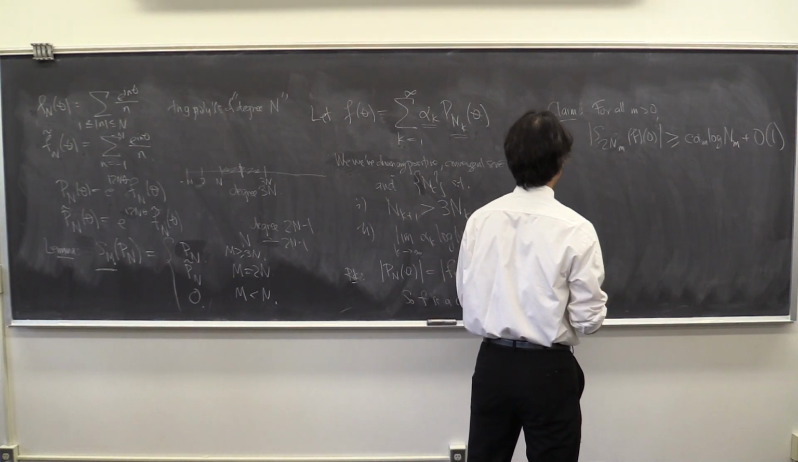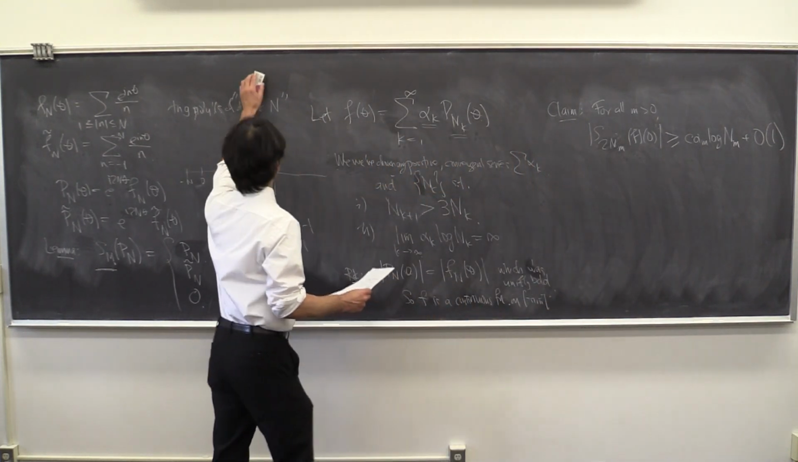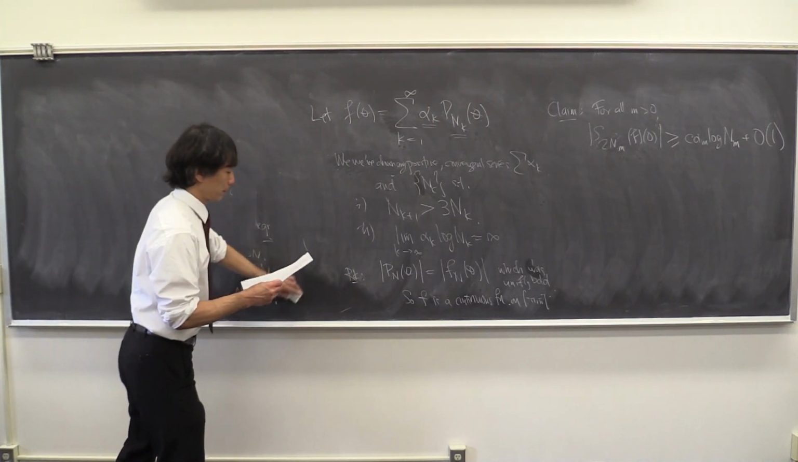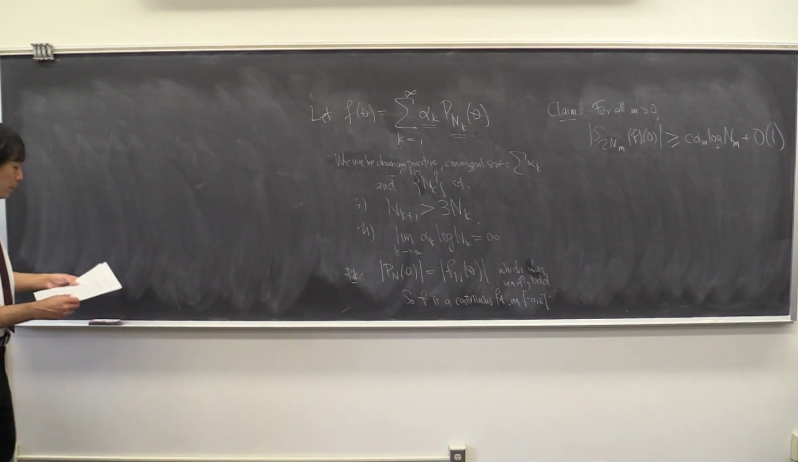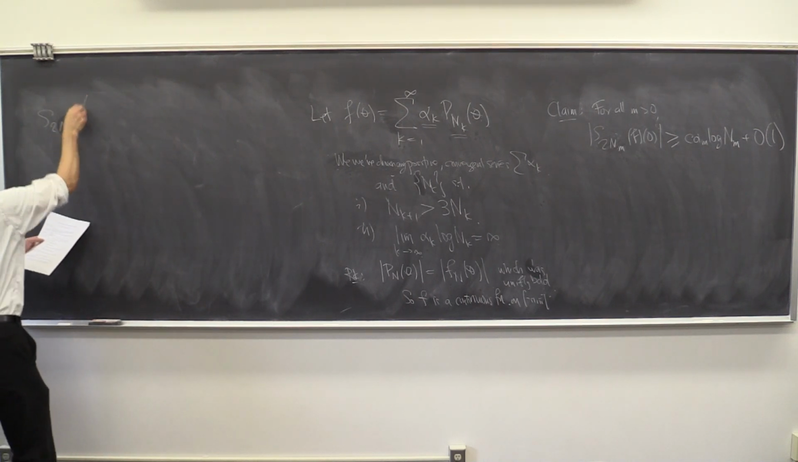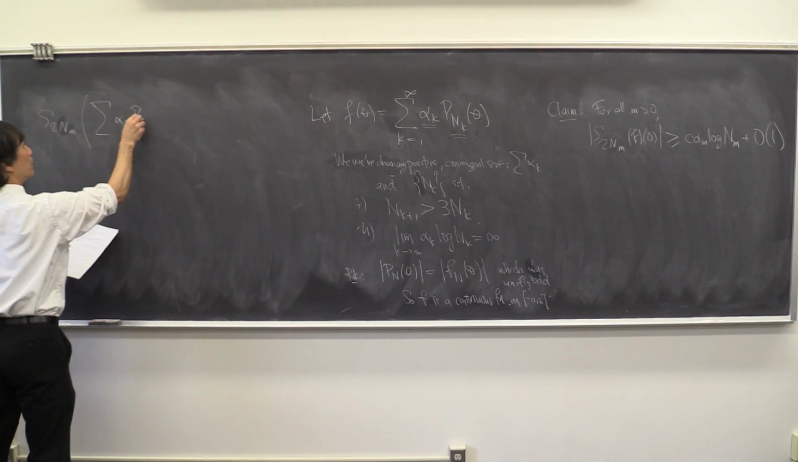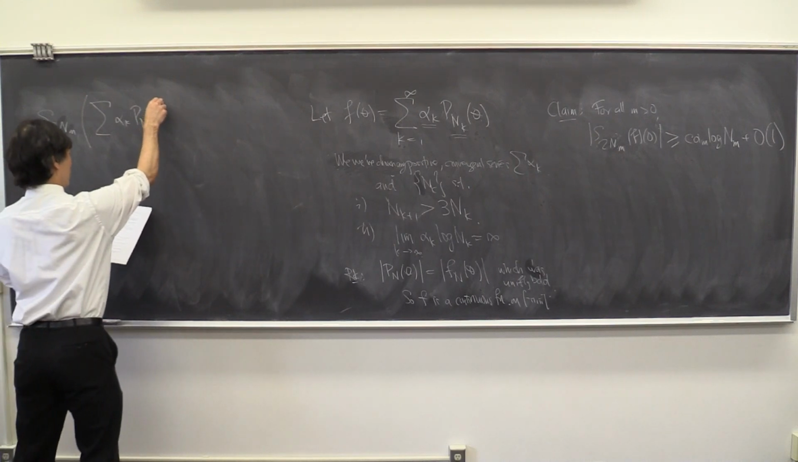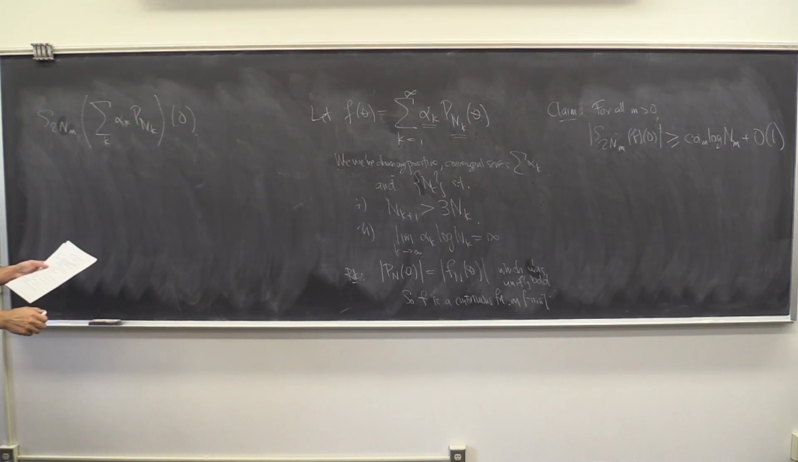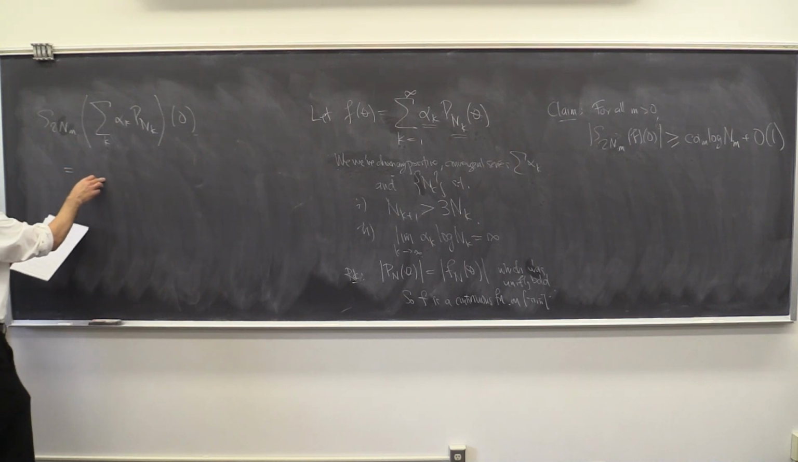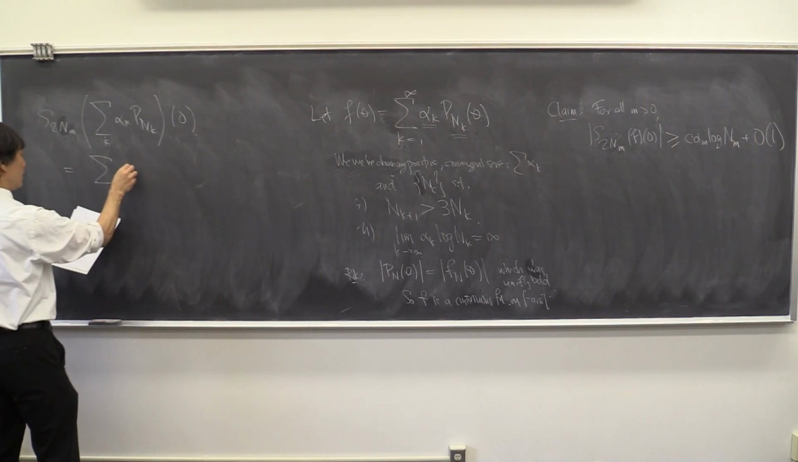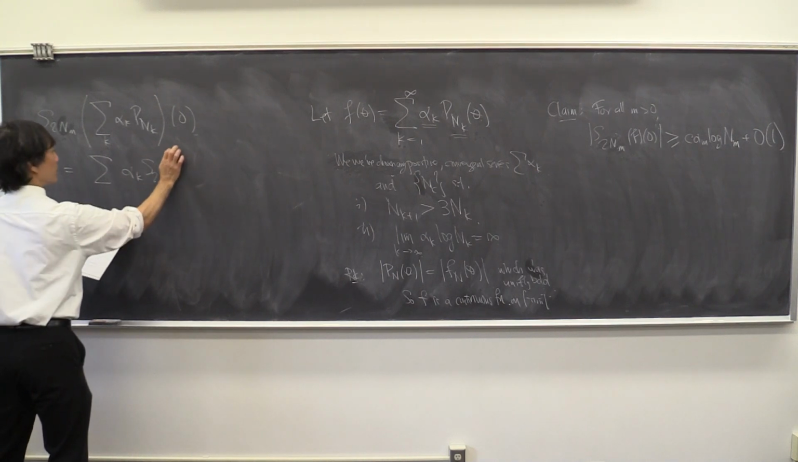Okay. So let me do that over here. So let's do that, right? S2 sub n m of f, evaluating at 0. Okay. So we shift the partial sum operator inside.